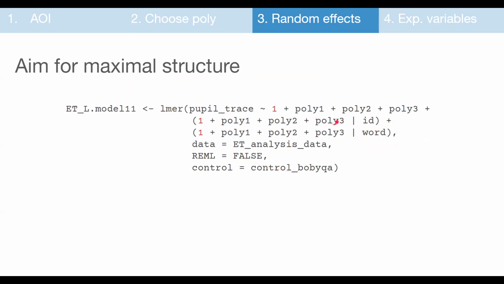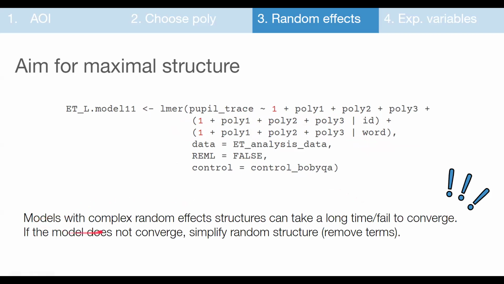And what are all of these things? Well, this is the intercept. So I'm saying each participant can have a different intercept. This is the linear term. So I say each of the participants can have a different linear term, that is, can have a different slope. And the same for poly 2 and poly 3 and for the words. So this would be the maximal structure.